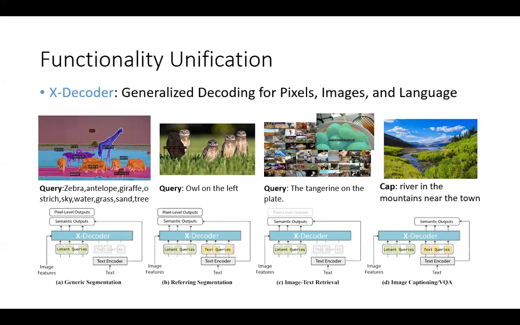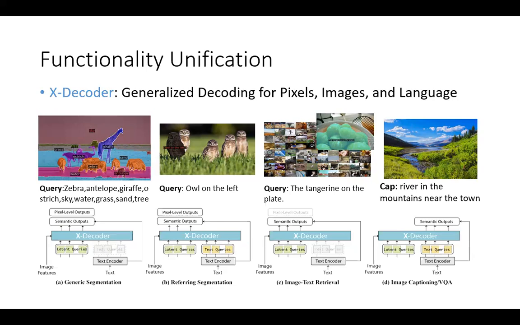Based on this, for example, for generic segmentation, in this case, we do not have the text encoder, then we just use a latent query to ask the model to decode the mask for the whole image. And for the reference segmentation, we feed some text embedding from the text encoder to the X decoder, and then it will automatically understand what the condition is and then specifically segment the object.